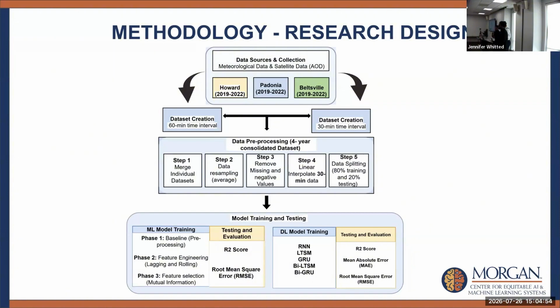For our testing and evaluation, we utilize the coefficient of determination, which is the R2 score, and also the root mean square error. For our deep learning models, we train 5 deep learning models, and after that we test them.